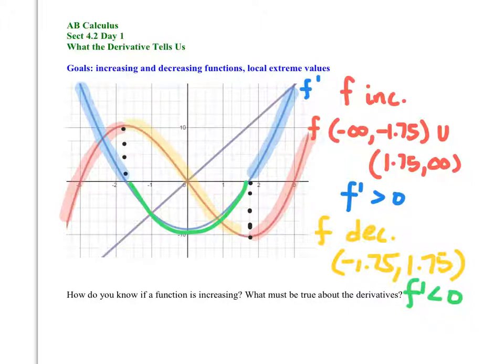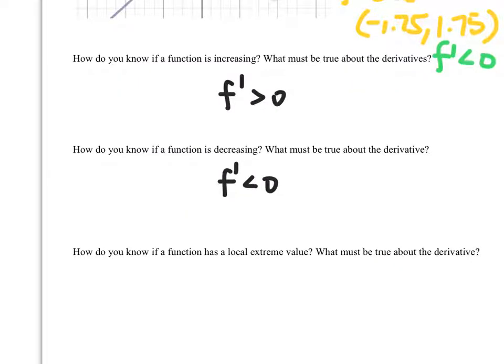And we're going to learn a little bit more along with that. So we said f prime was greater than 0 for an increasing interval on a function, and f prime is less than 0 for the decreasing values. But how about those local extreme values? Well, for those local extreme values, f prime will equal 0 and/or f prime does not exist.